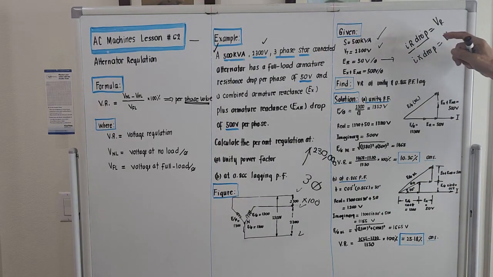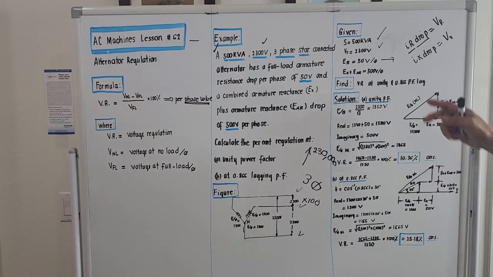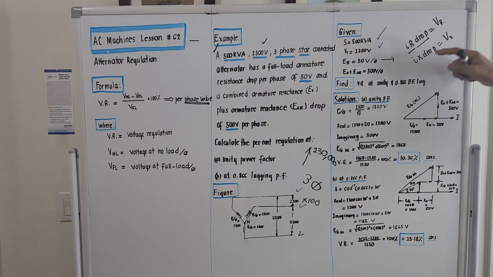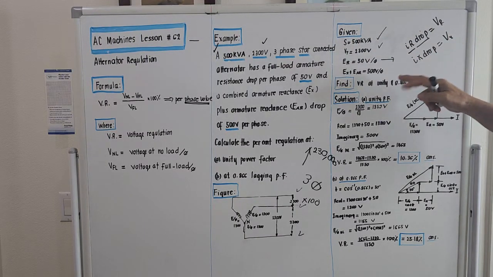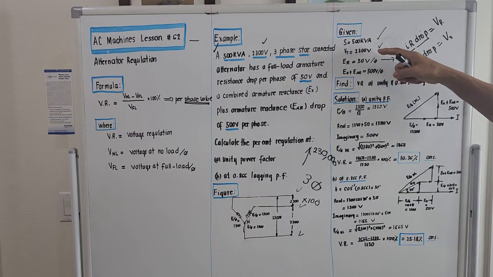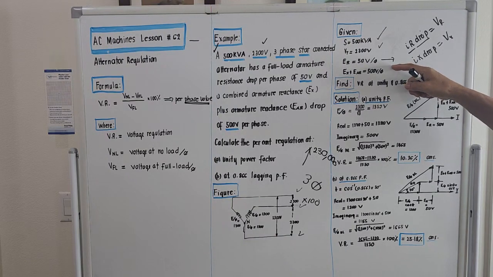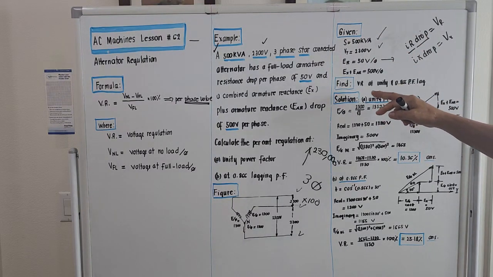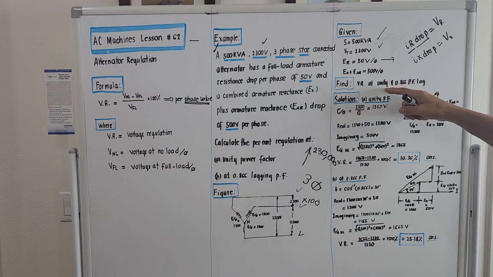And the second one is the drop due to the resistance of the winding. Whether we like it or not, there should be a small resistance. That's why the IR drop compared to the IX drop is actually small. This is just 50, but this is 500. The problem is asking what will be the voltage regulation at unity power factor and at 0.866 lagging power factor.